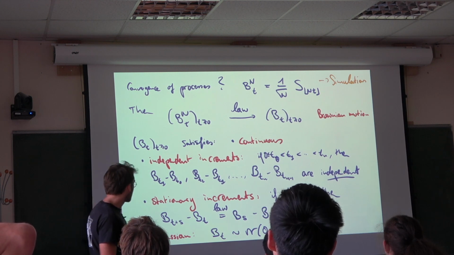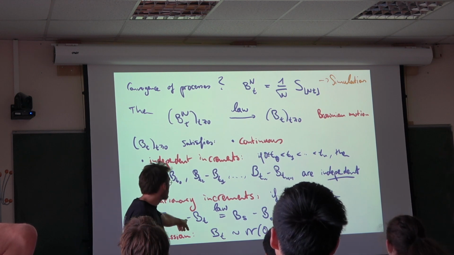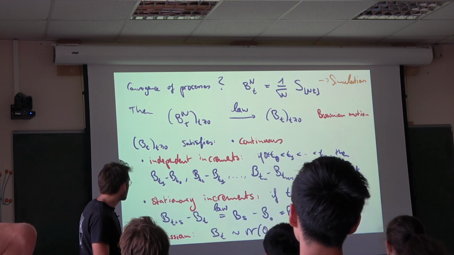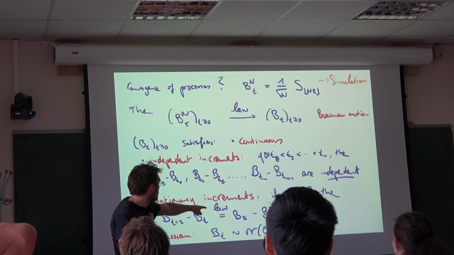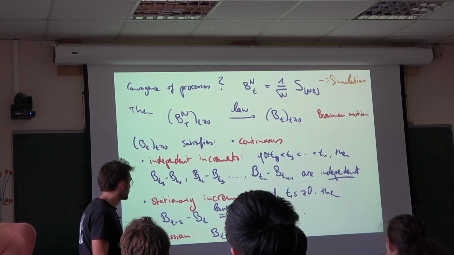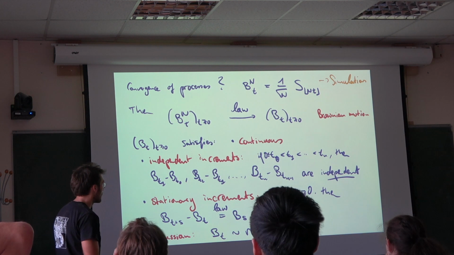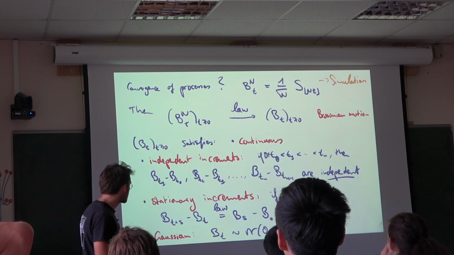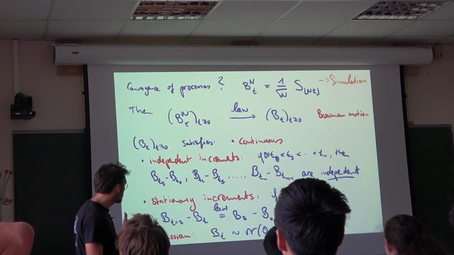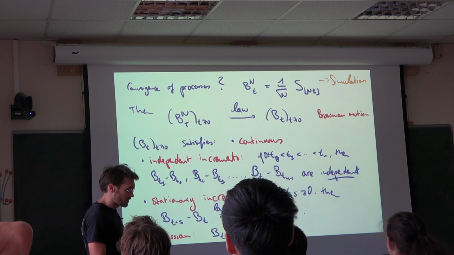And moreover, the increments are not only independent, but they're also stationary. So this means that if we take t and s positive, and we take the increment between times t and t plus s, then this has the same law as the increment between times 0 and s. So if we shift the process in time, the law of the increments doesn't change. And another property is that this process is a Gaussian process, so B(t) is a Gaussian random variable, in fact a centered Gaussian with variance t.